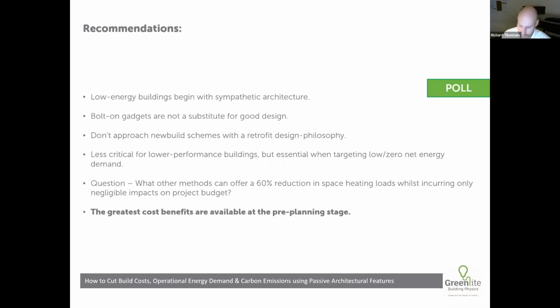So that nearly wraps things up. I'm just going to hold one final poll. What I'd like to know is, given what we've been through today, will the information shown today change the way that you approach projects with low energy aspirations? So if you just want to fill out that final poll.